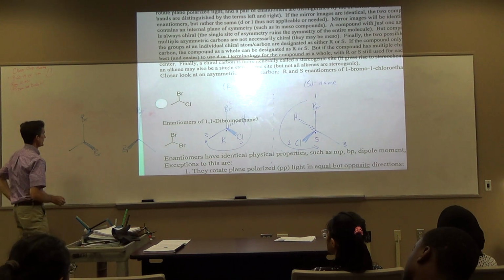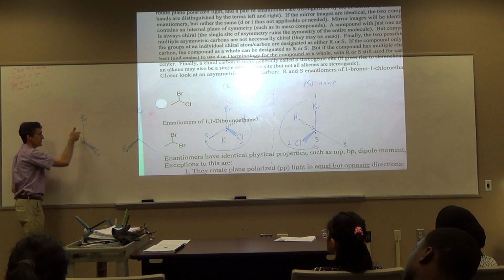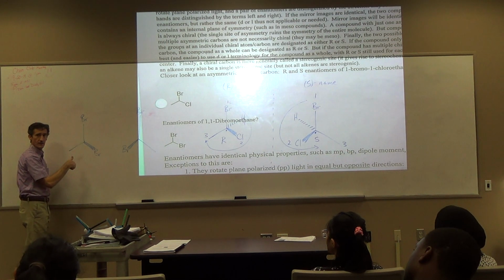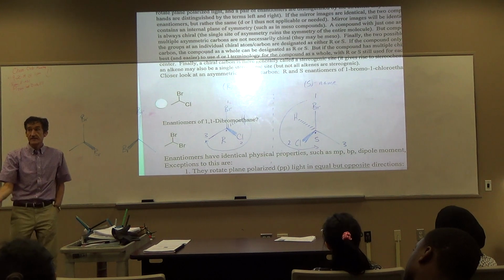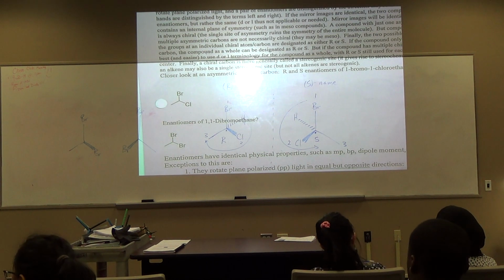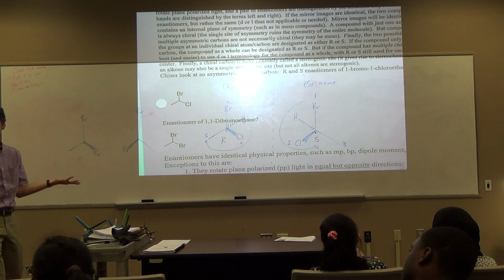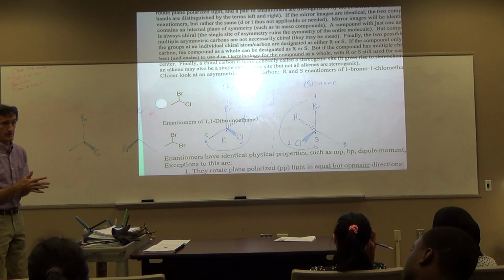By the way, is this R or S? What's the high priority group here on the top? Bromine or bromine? You can't do it. And if you can't do it, that right there should tell you it ain't R or S. There's no possibility. That's just like EZ terminology. If you can't do EZ, that tells you the alkene is not stereogenic. Okay?